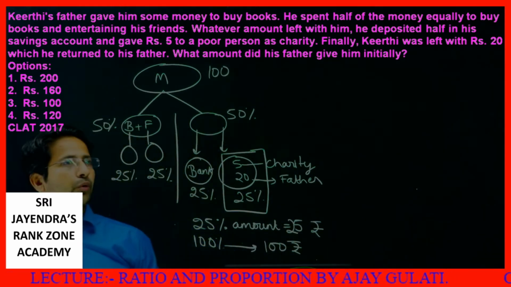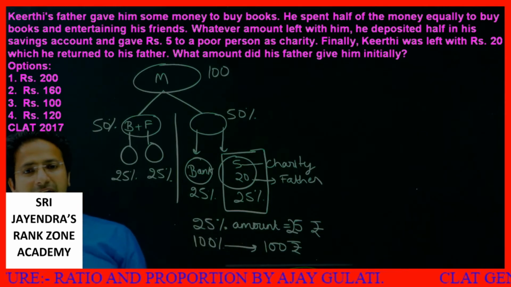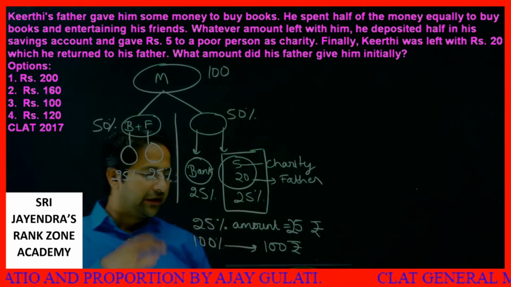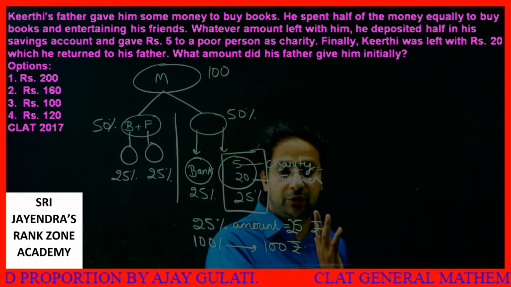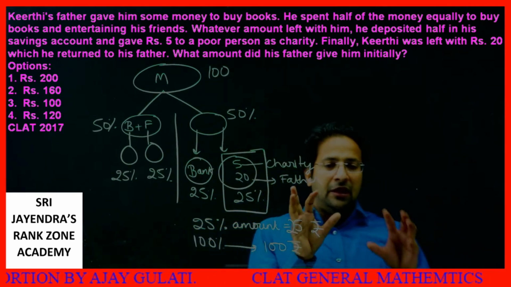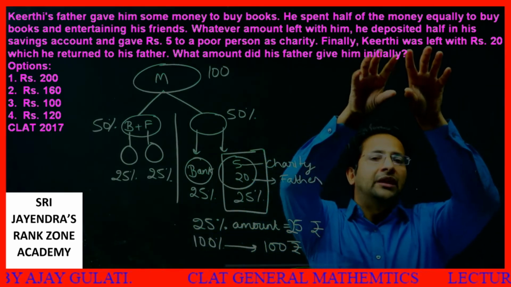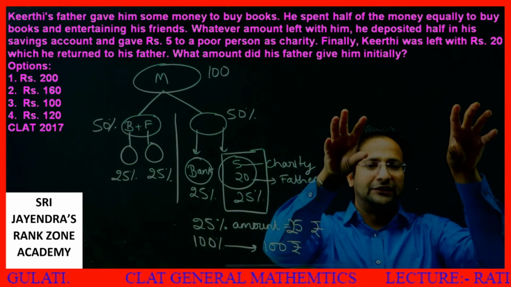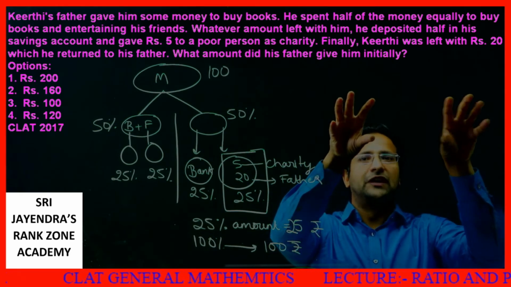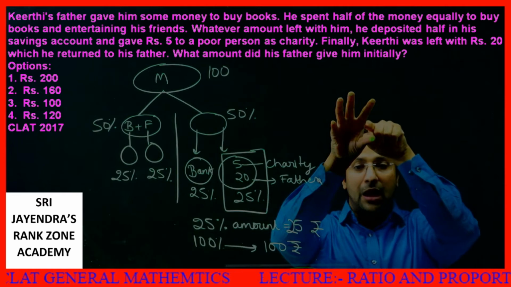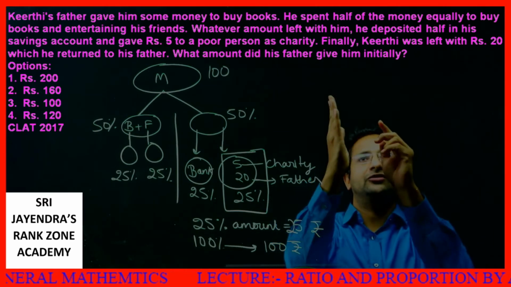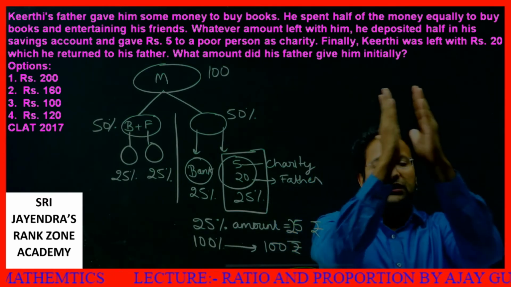This question was more about English rather than your mathematical skills. I repeat again, don't read the question now. I'll be explaining it to you directly. His father gave him some amount. He divided that part into two parts. This first part is equally distributed among books and friends. That is 25. Now this is 50 gone.